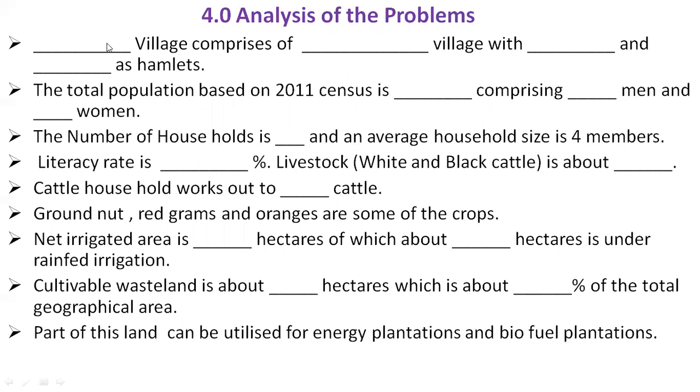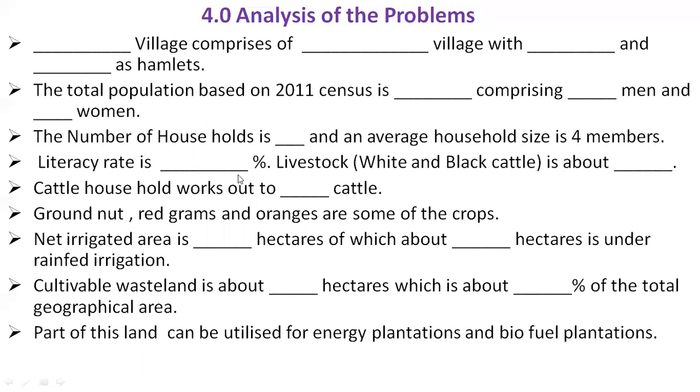Then you can say that so-and-so village comprises so many hamlets, because every village will have 3-4 hamlets, and the total population based on the 2011 census is so much. The number of houses: since you are doing this analysis from the data collected from the questionnaire and from your logbook, when you compare these two, you can arrive at the total number of households, and an average household size of 4 or 5 family members.